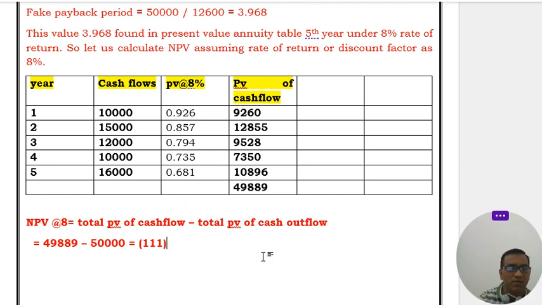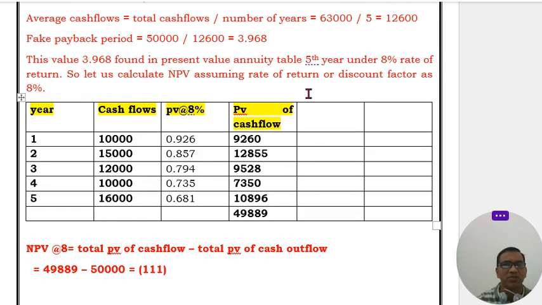So we got NPV negative, and we have to apply the IRR formula. You have to calculate IRR. You have to apply the interpolation formula. For the interpolation formula, we need two rates of return. The first one we choose is 8%, based on the annuity table.